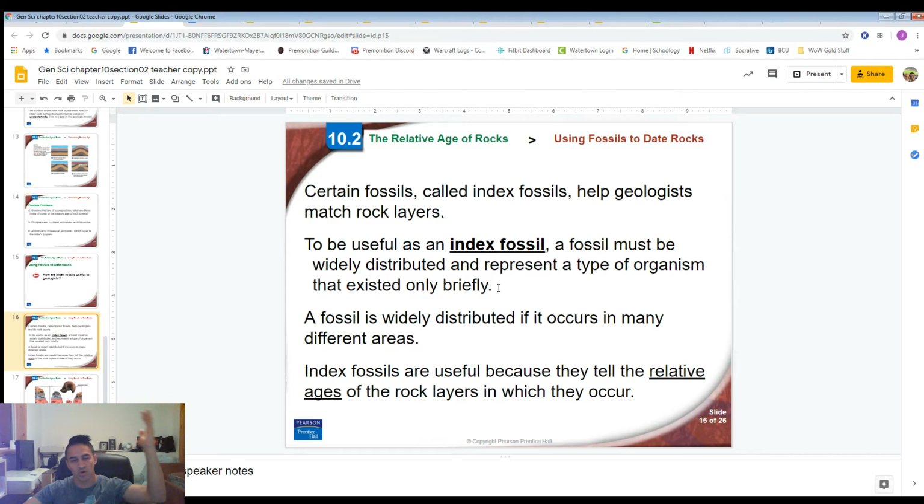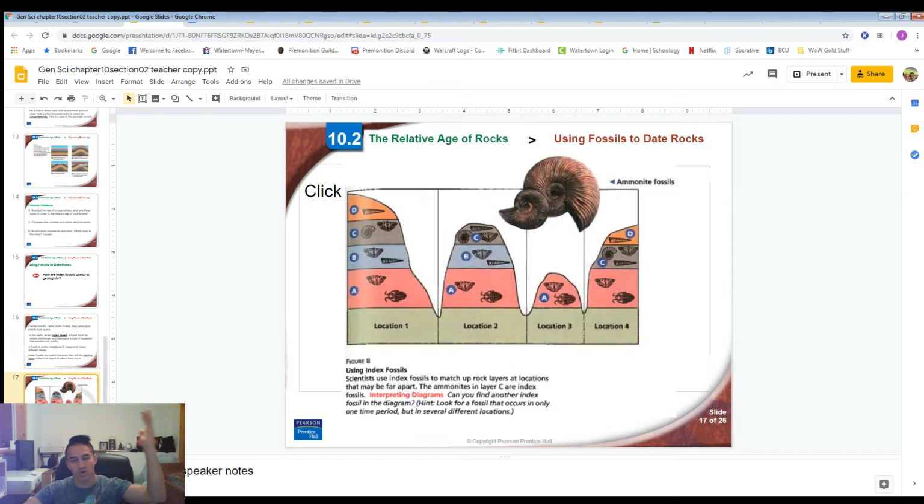And so the reason why it's helpful is because if that organism was only alive for a short period of time and we find it in multiple rock layers, then we know that those rock layers must be the same age, because that organism is found in all of them and it wasn't around for very long, right? So all those rock layers had to have been around at the same time. So they're very useful in helping us tell the relative ages of rock layers in which they occur, because we can kind of use them to match up rock layers that might not look like they're in the same location because maybe they've shifted and things like that. But index fossils will help give us those clues.